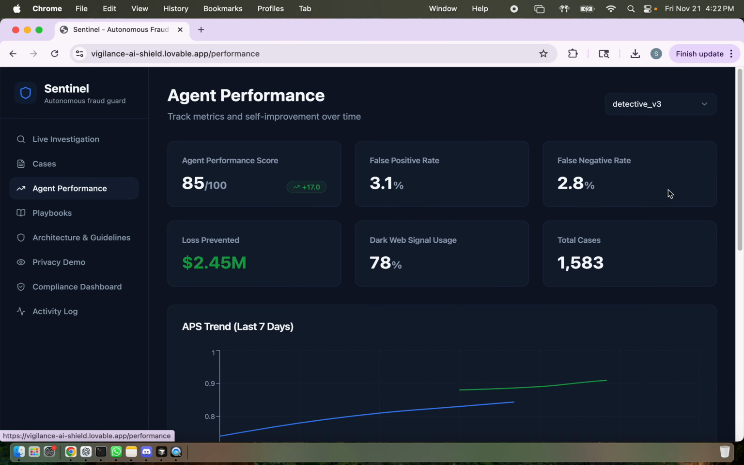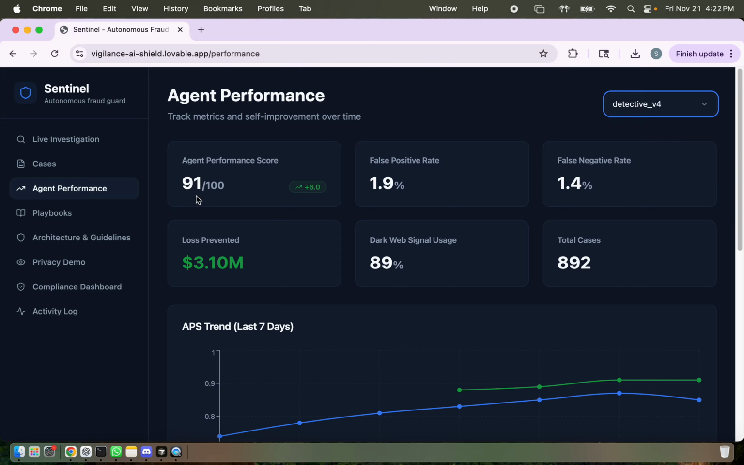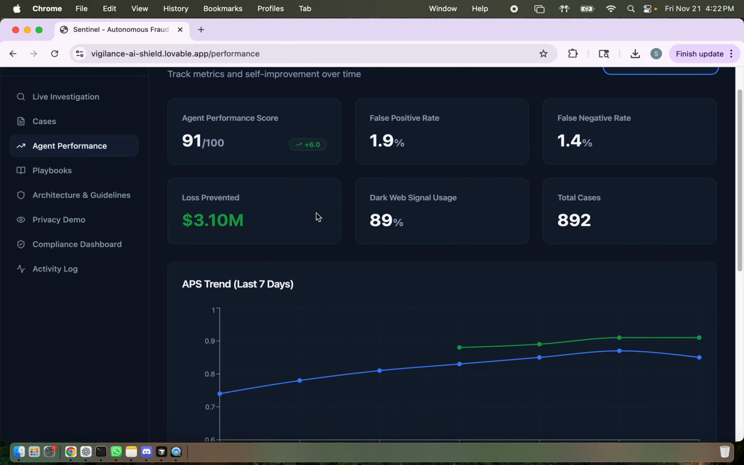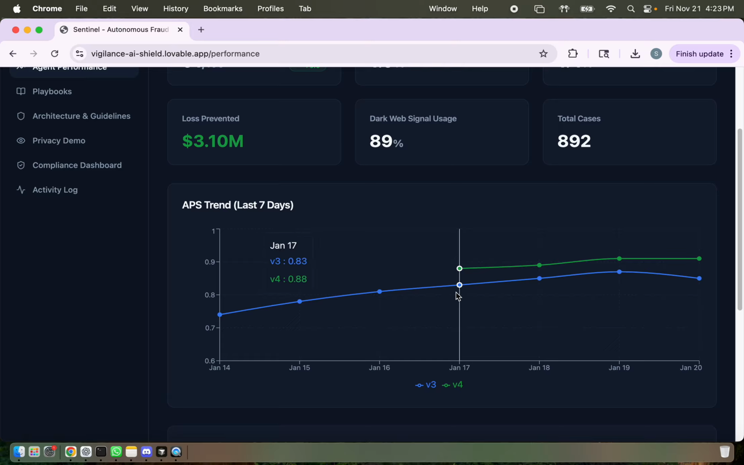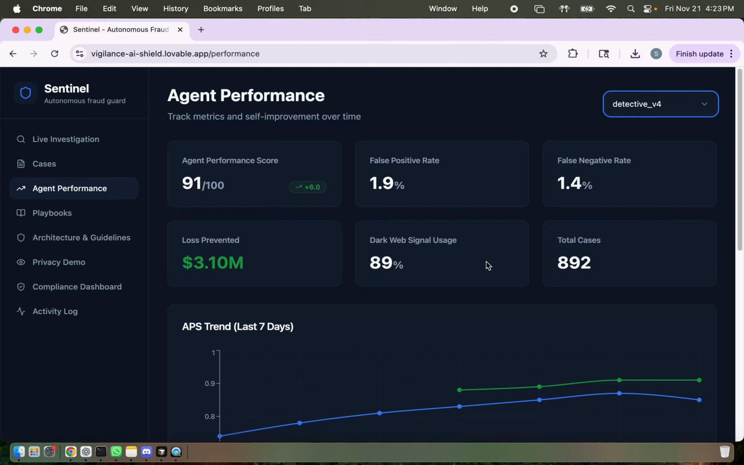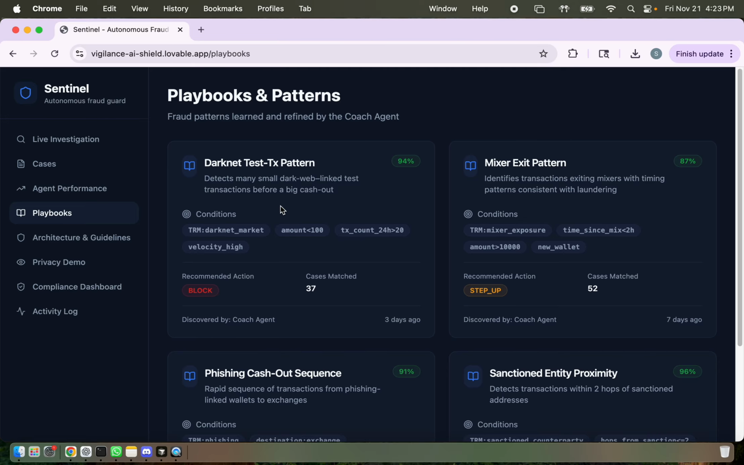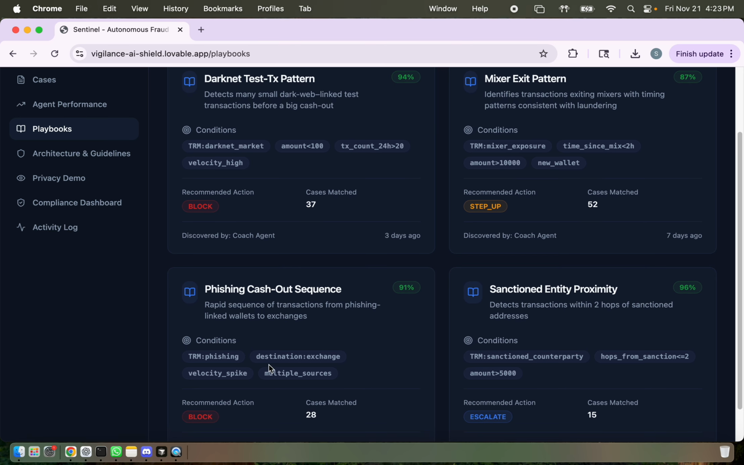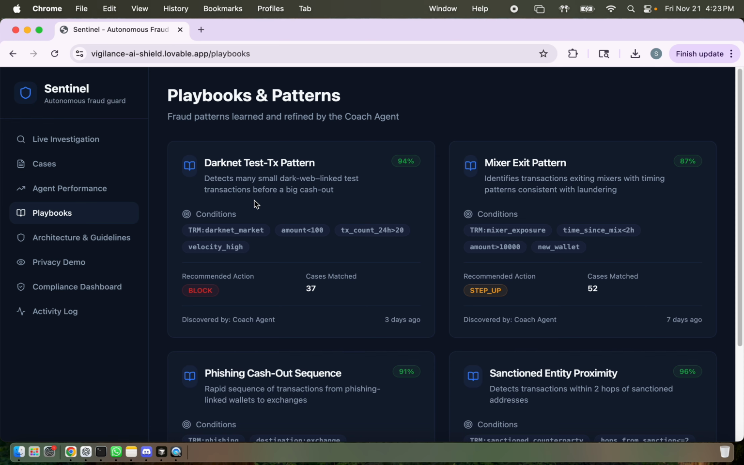Now let's look at the agent performance. These agents learn and improve over a period of time. So if the V3 score was 85, if I select V4, it has become 91. That trend keeps increasing or decreasing based on how the agent is performing. This APS trend has been increasing over the past few days, or it could be tracked over months, based on the false positive rate and false negative rate. There are some playbooks, which is how the coach agent learns through whatever patterns it found so far, and either it steps up, blocks, or escalates, and based on that, it takes different actions.